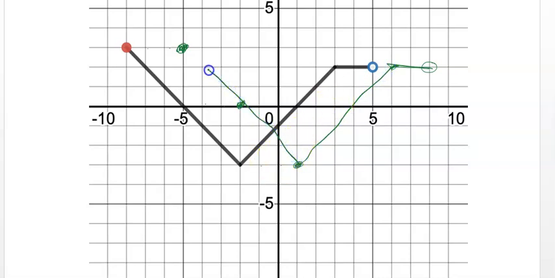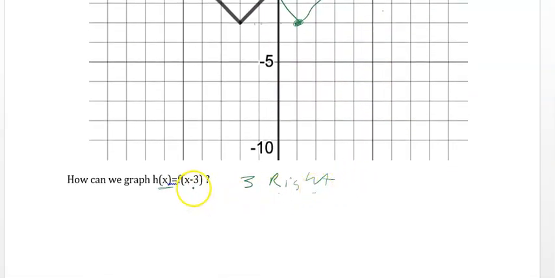And I'm just going to connect all these points I moved. And you notice the pieces that were lines are still lines, just everything's picked up and moved 3 to the right. And that's because we did x minus 3 in parentheses as my function argument.